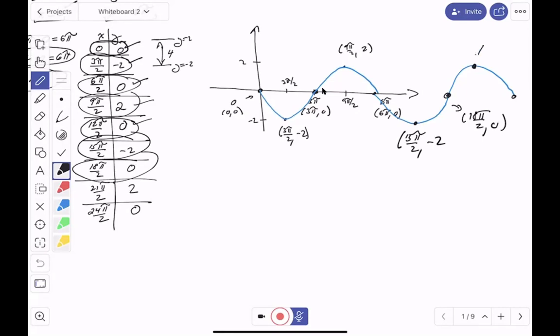What's this point? 21 pi. Whoops. I didn't put the 21 down pretty good, did I? Let me go backwards on that. 21 pi over 2, comma 0. And last but not least, we have 24 pi. Well, did it again, didn't I?